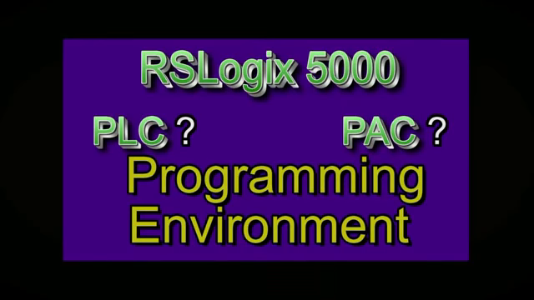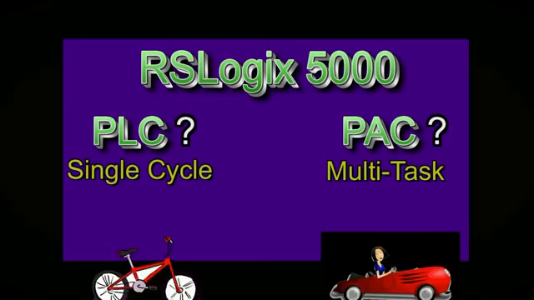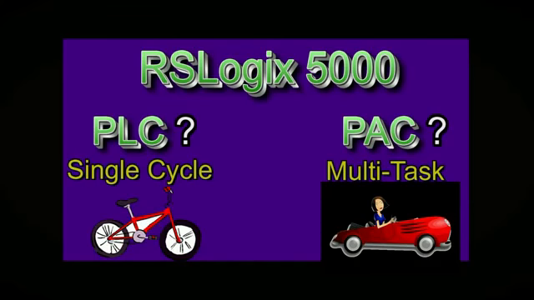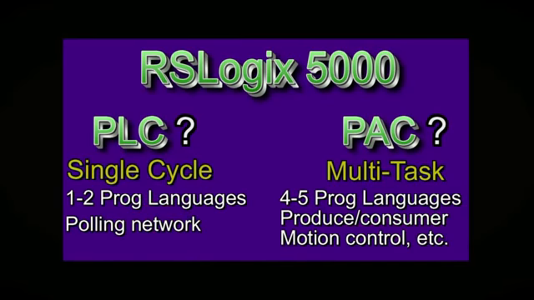A PLC runs a single task, the scan cycle, in a loop, like a wheel on a bicycle. A PAC is like a car in comparison, allowing multitasking and multiple functionalities. A PAC can take the place of multiple PLCs. A PLC typically has 1 to 2 programming languages. A PAC, 4 to 5.